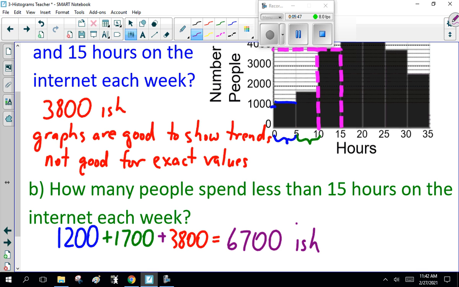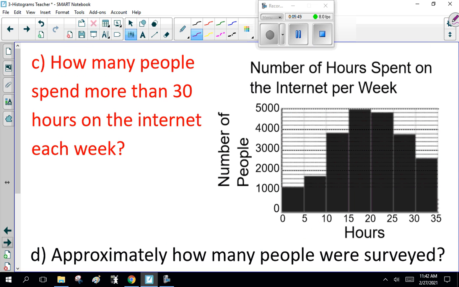Okay? Now, how many people spend more than 30 hours on the internet each week? More than 30, well, it's 30 and on, so that is 2,600. Yes, each line is 200, so it's 2,600.